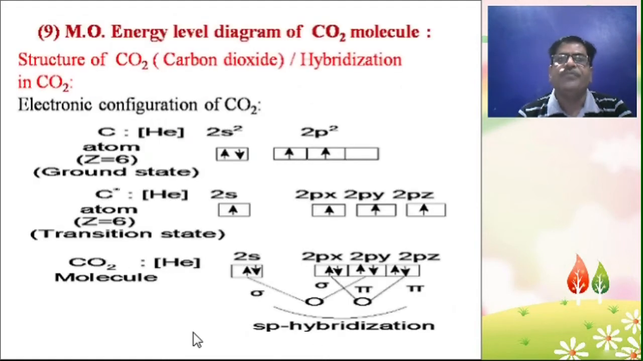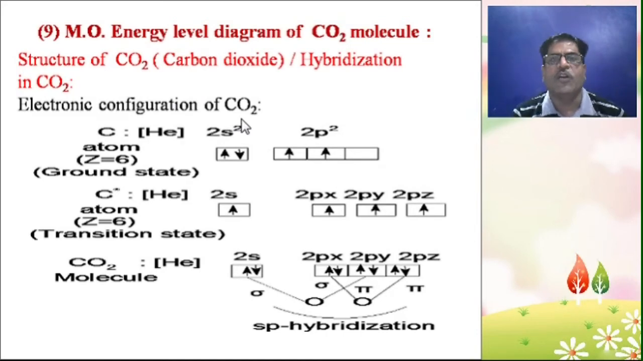Now let's discuss the last heteronuclear diatomic molecule here, CO2, the carbon dioxide molecule. Now the molecular orbital energy level diagram of the CO2 molecule, the structure of CO2, carbon dioxide, or hybridization in CO2. So let's see what is the hybridization in the CO2 molecule.